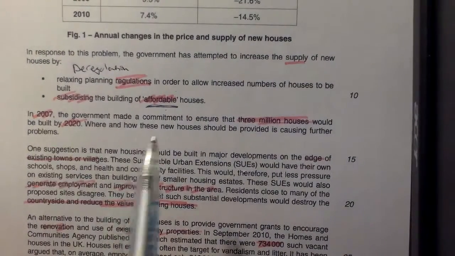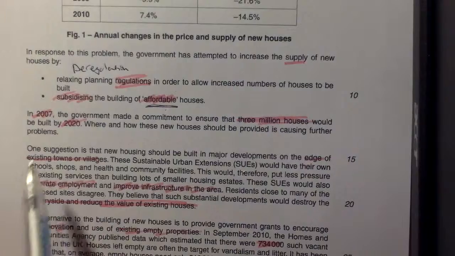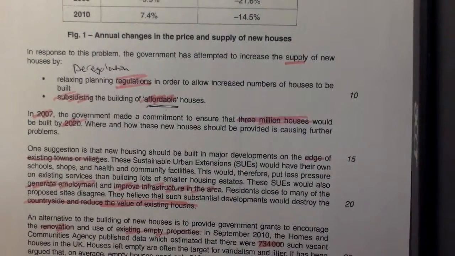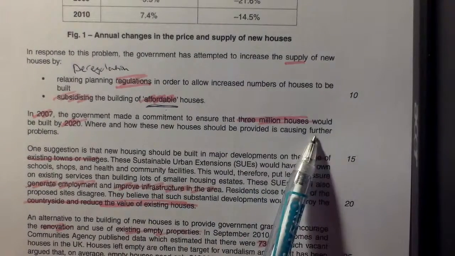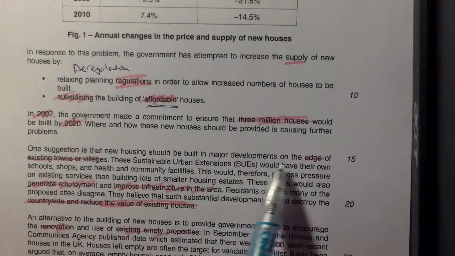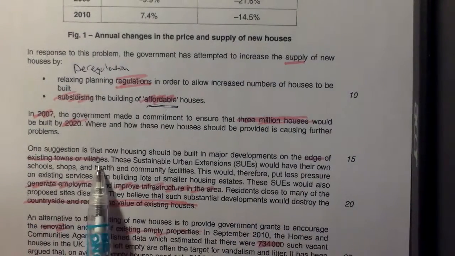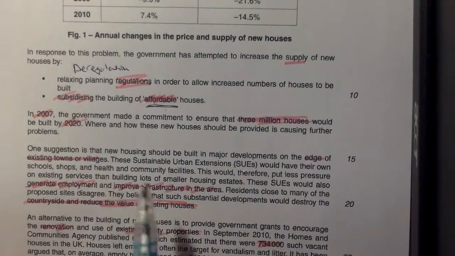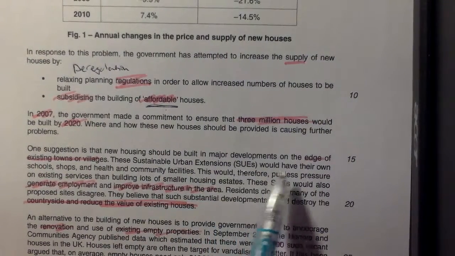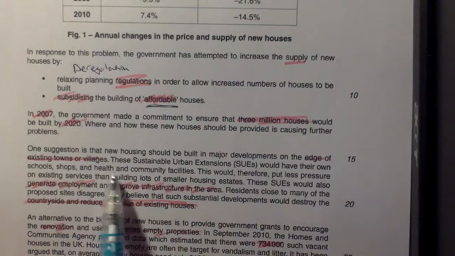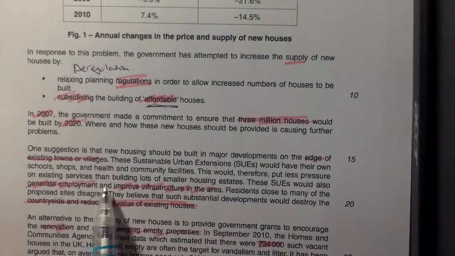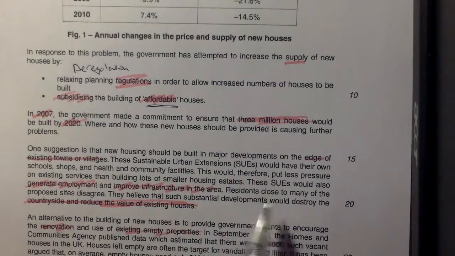In 2007, the government has made a commitment to ensure that 3 million houses will be built by 2020. Quite a significant time period, but house building takes time. Where and how these new houses should be provided is causing problems. One suggestion is that new housing should be built in major developments on the edge of existing towns or villages, so kind of new developments. These sustainable urban extensions, or SUEs, would have their own schools, shops, health and community facilities. This would therefore put less pressure on existing services than building lots of smaller housing estates.